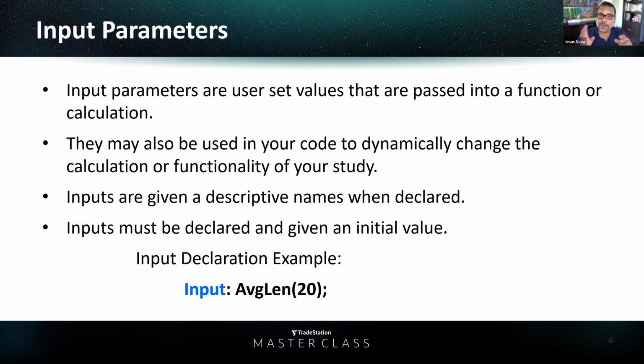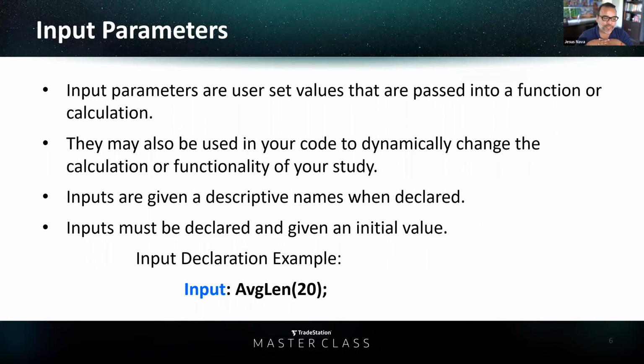When you type the word input inside the EasyLanguage editor, it comes up in blue. But AVGLEN is something that the user makes up, and it does not exist in the code. One way you can know for sure that it doesn't exist is that it doesn't acquire a specific color. It stays black. So if something turns blue or magenta, you know it's a reserved word or something that TradeStation already has built in.